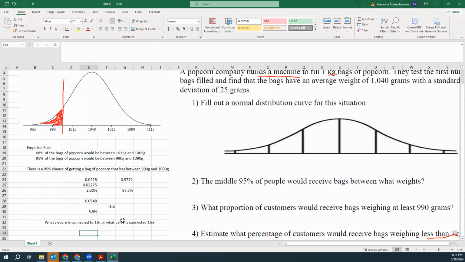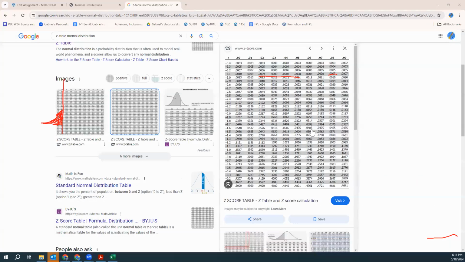There are various ways that you can solve this. One of them would be an algebraic approach where you figure out your z-score based on the z table. Let's go to the z table. If I want 1%, that's 0.01. Here we have 0.0102 and 0.0104, so these two values are bracketing 1% exactly. This is very close. I'm talking about negative 2.32 or negative 2.33.